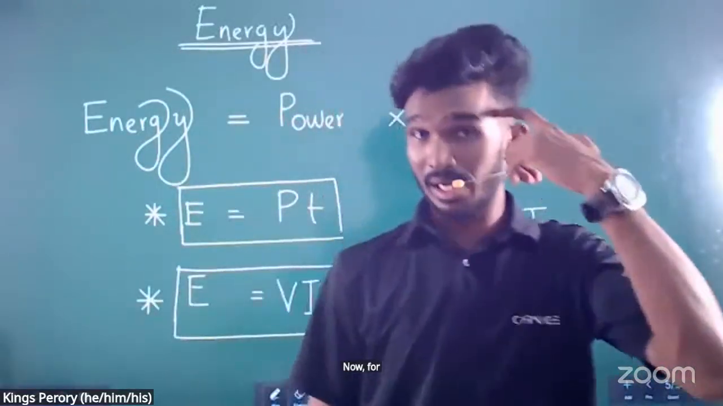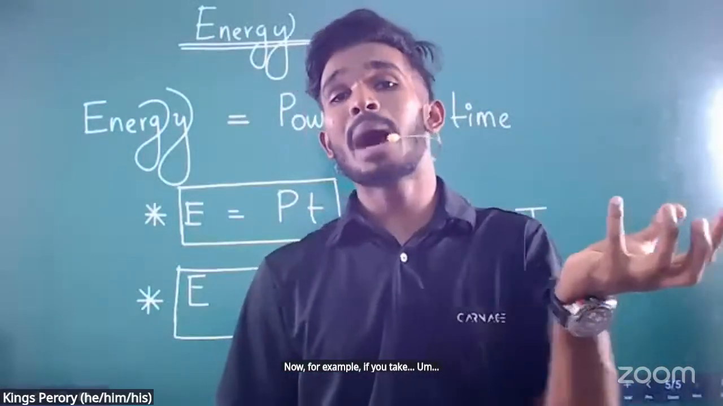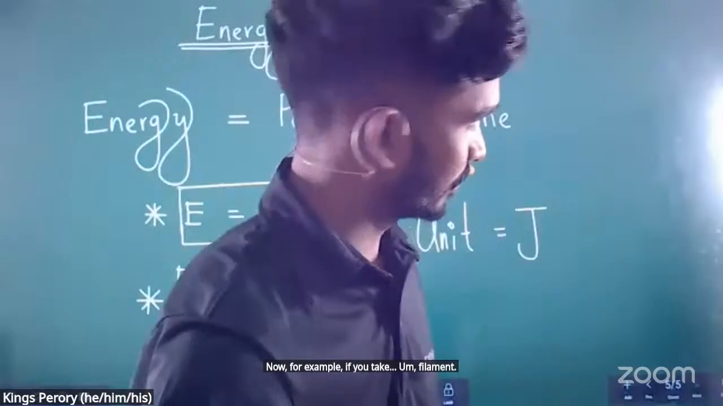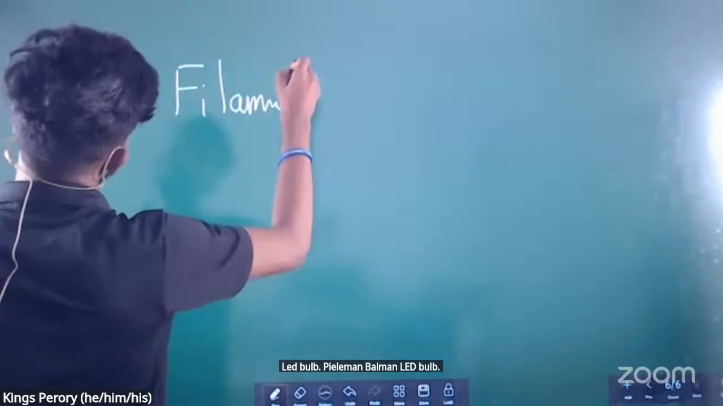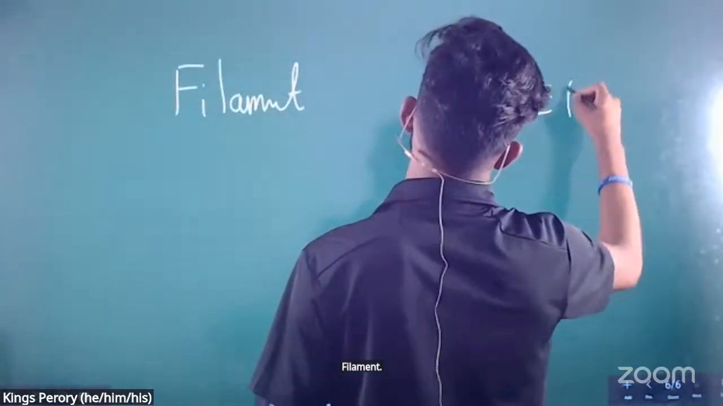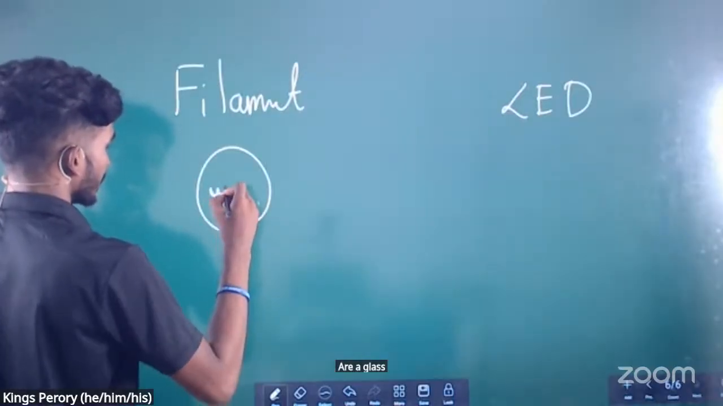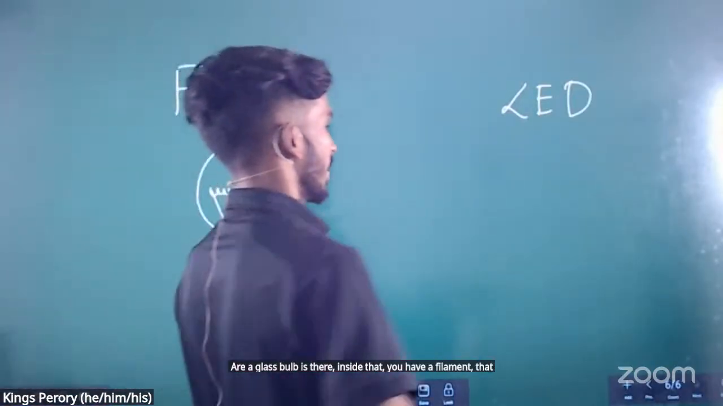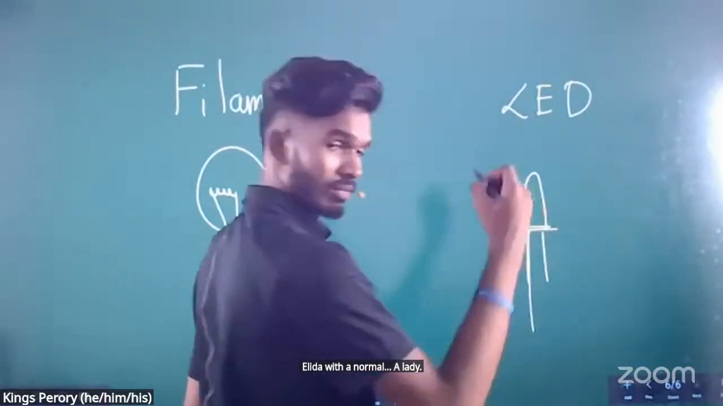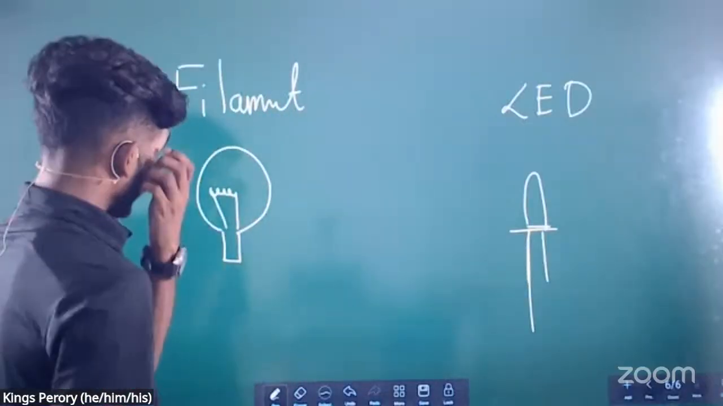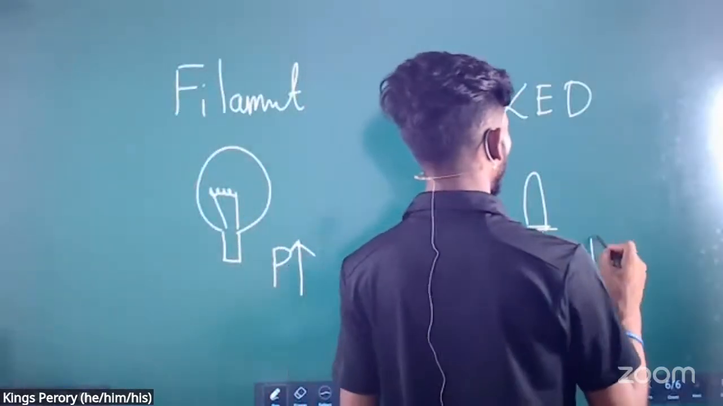Now, for example, take a filament bulb and an LED bulb. Some people don't know what a filament bulb is. A glass bulb is there, and inside that you have a filament. That's a filament bulb. An LED bulb is a normal LED. Filament bulb power is high. LED bulb's power is low.